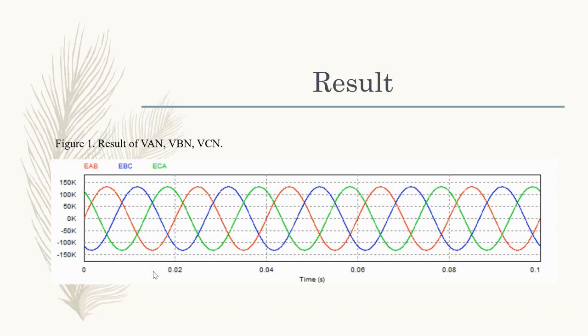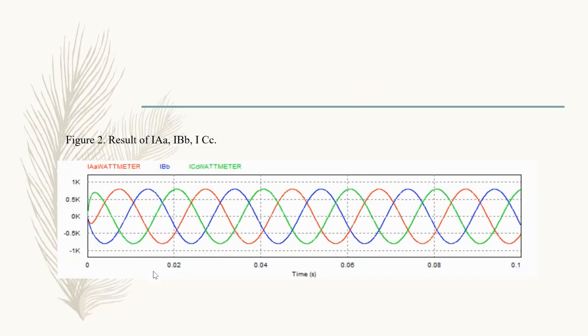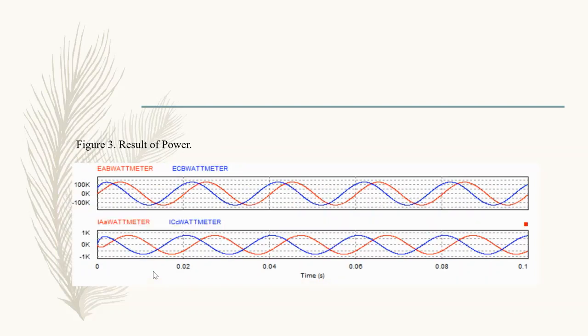Moving to the results that I get from the project using PSIM, this one is the result of voltage VAN, VBN, and VCN. Next is the result for current A to A', current B to B', and also current C to C'. The last one is the result of the power that I get.